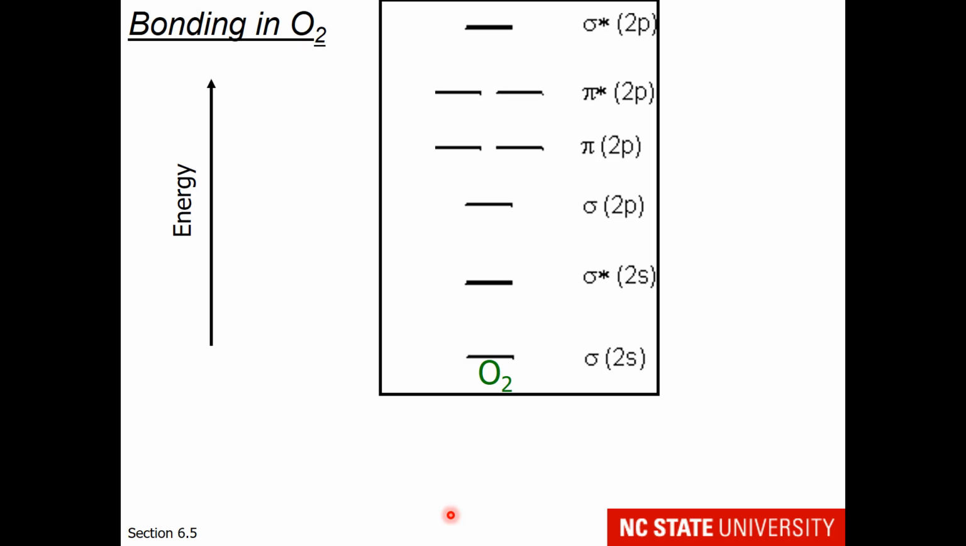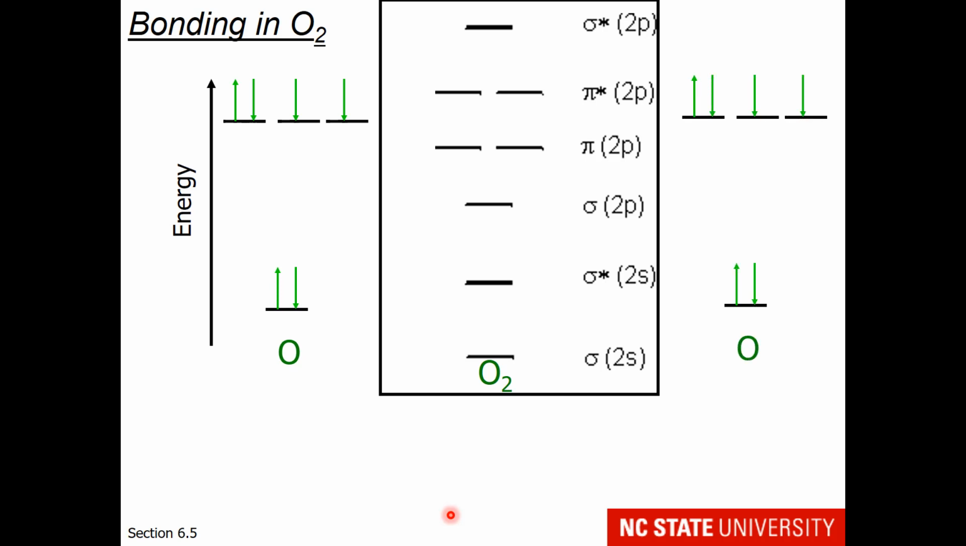Oxygen is in group 6. So we'll have an oxygen atom with 6 electrons on one side as an atomic orbital, and an oxygen atom on the right side with 6 electrons as an atomic orbital. Now it's time to put our electrons in the diagram. That will be 12 total electrons. So lowest energy first with opposite spin for the second one. 1, 2, 3, 4, 5, 6, 7, 8.